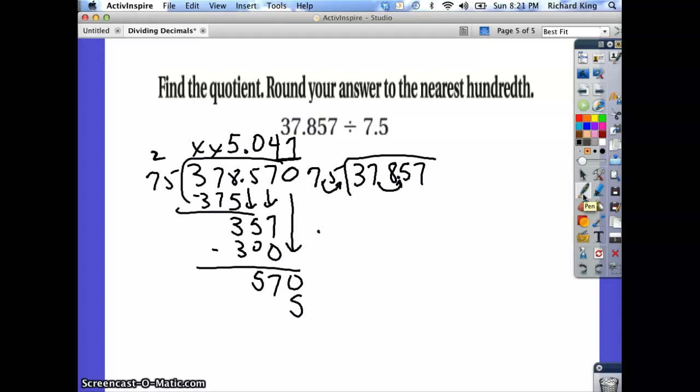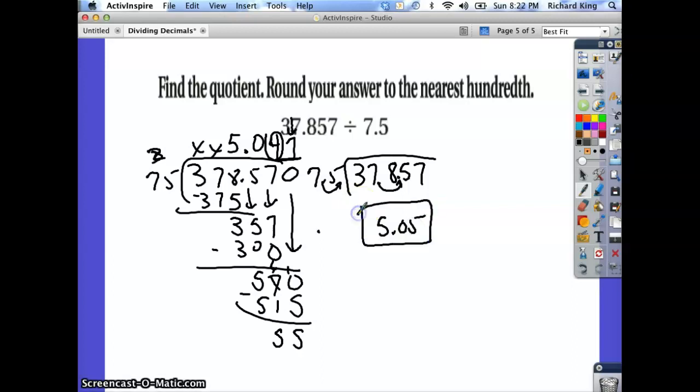So 7 times 5 is 35, carry your 3. 7 times 7 is 49, and 3 is 52. So borrow, 10 minus 5 is 5, 6 minus 1 is 5. So we've gone far enough. Now we can round. Again, we're rounding this number, looking at the 7. Is it 5 or greater? It is, so your 4 becomes a 5. So 5.05 or 5 5/100ths is your answer, rounded to the nearest hundredth. So this concludes our lesson on dividing decimals.